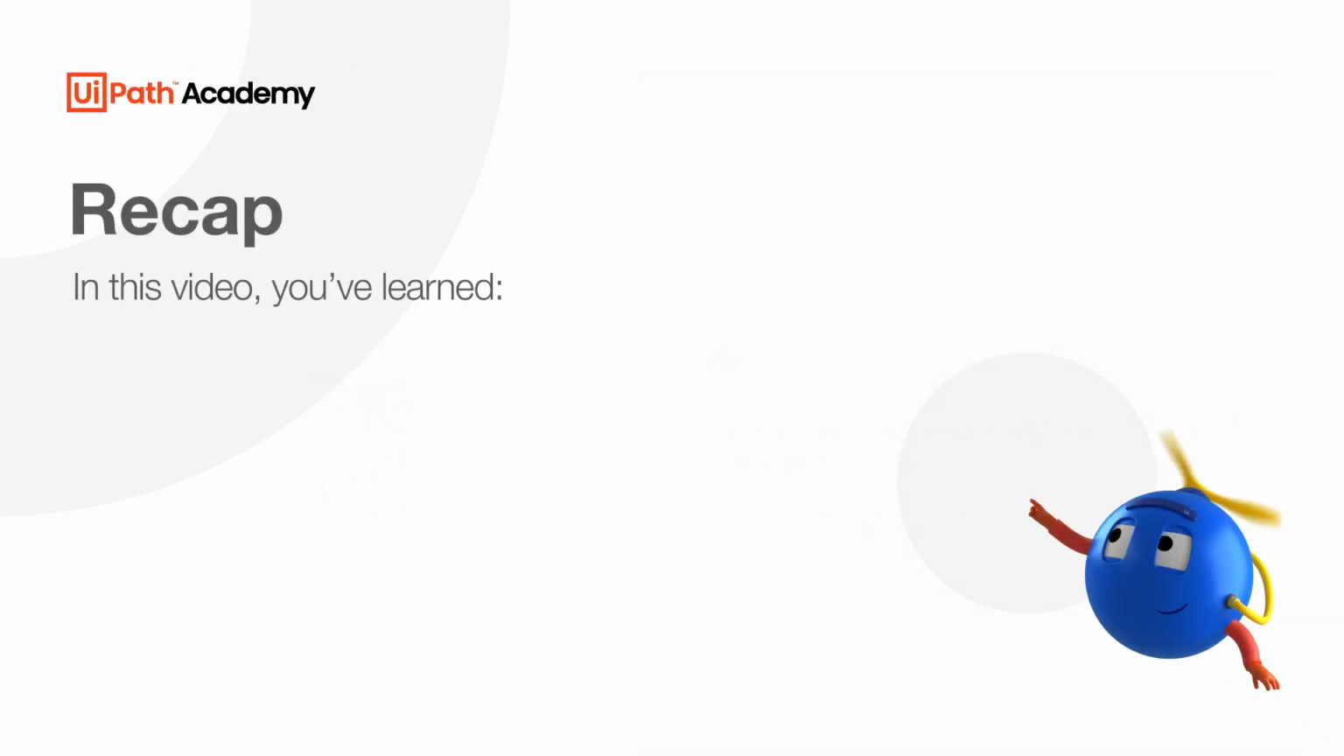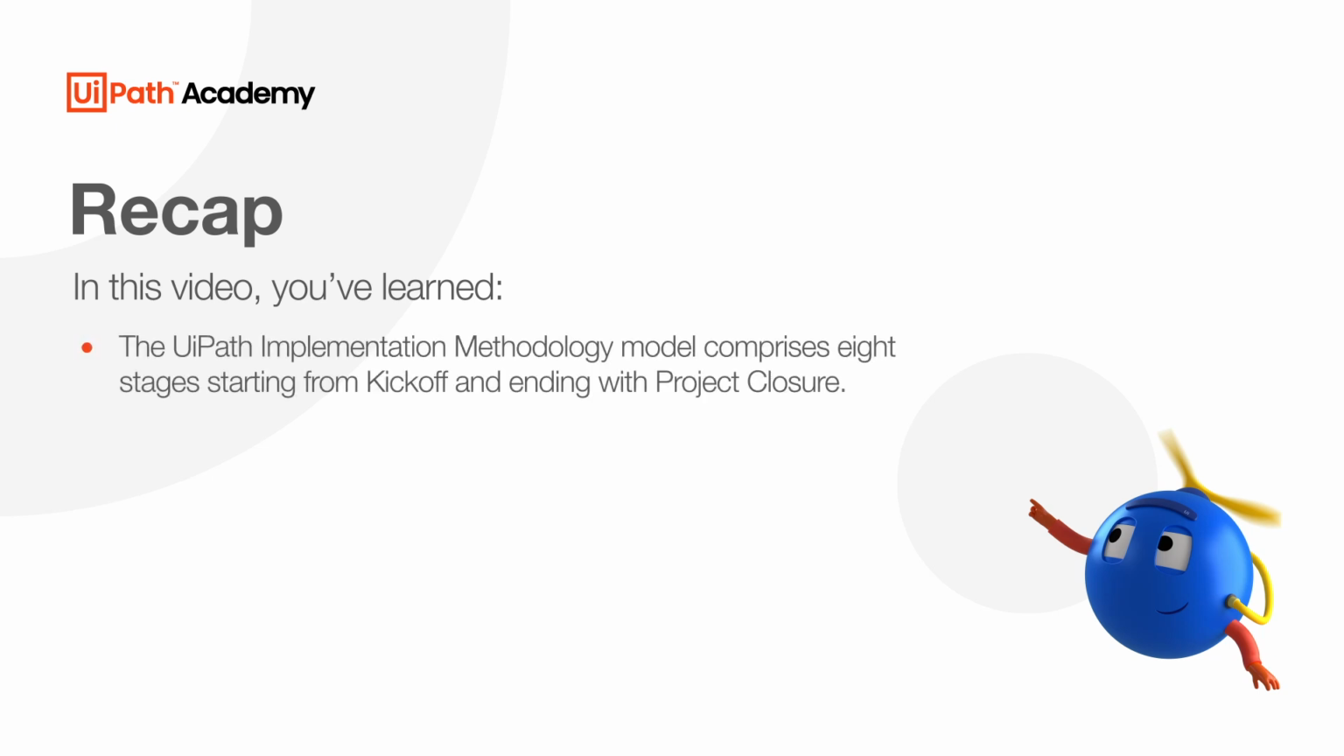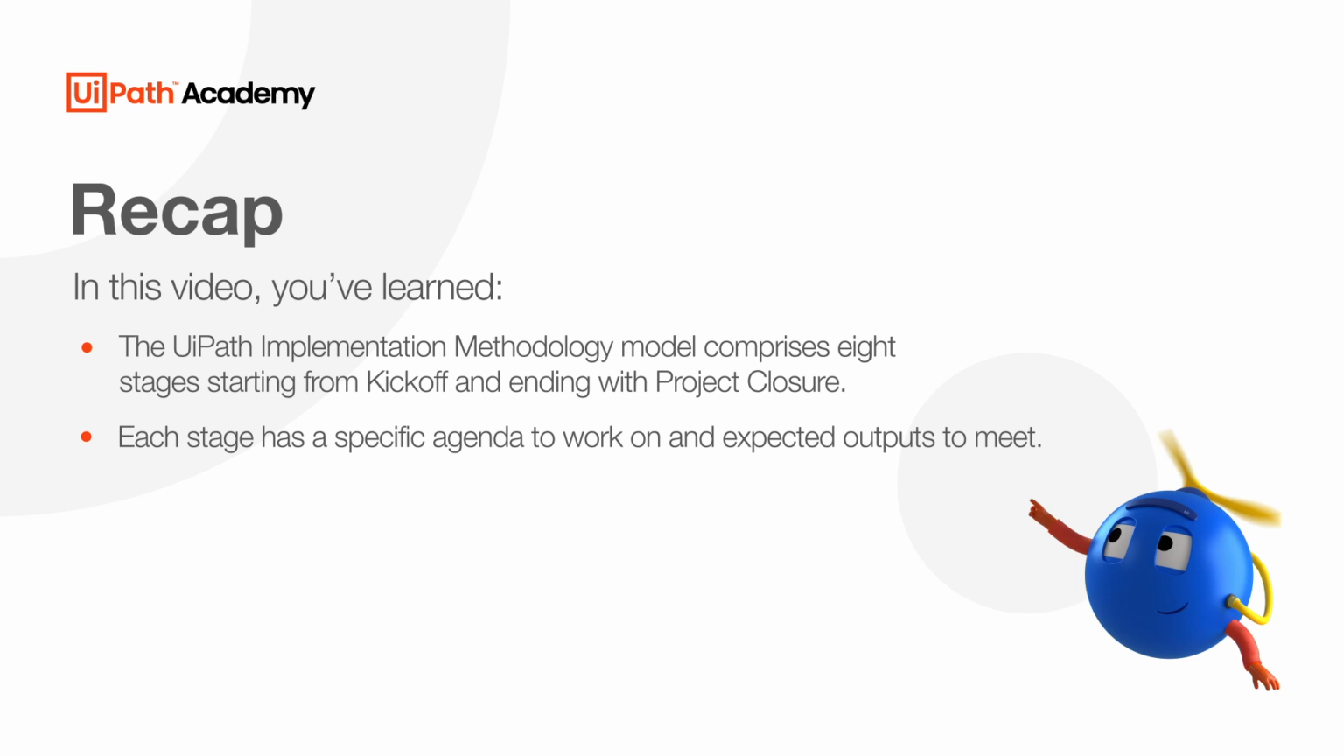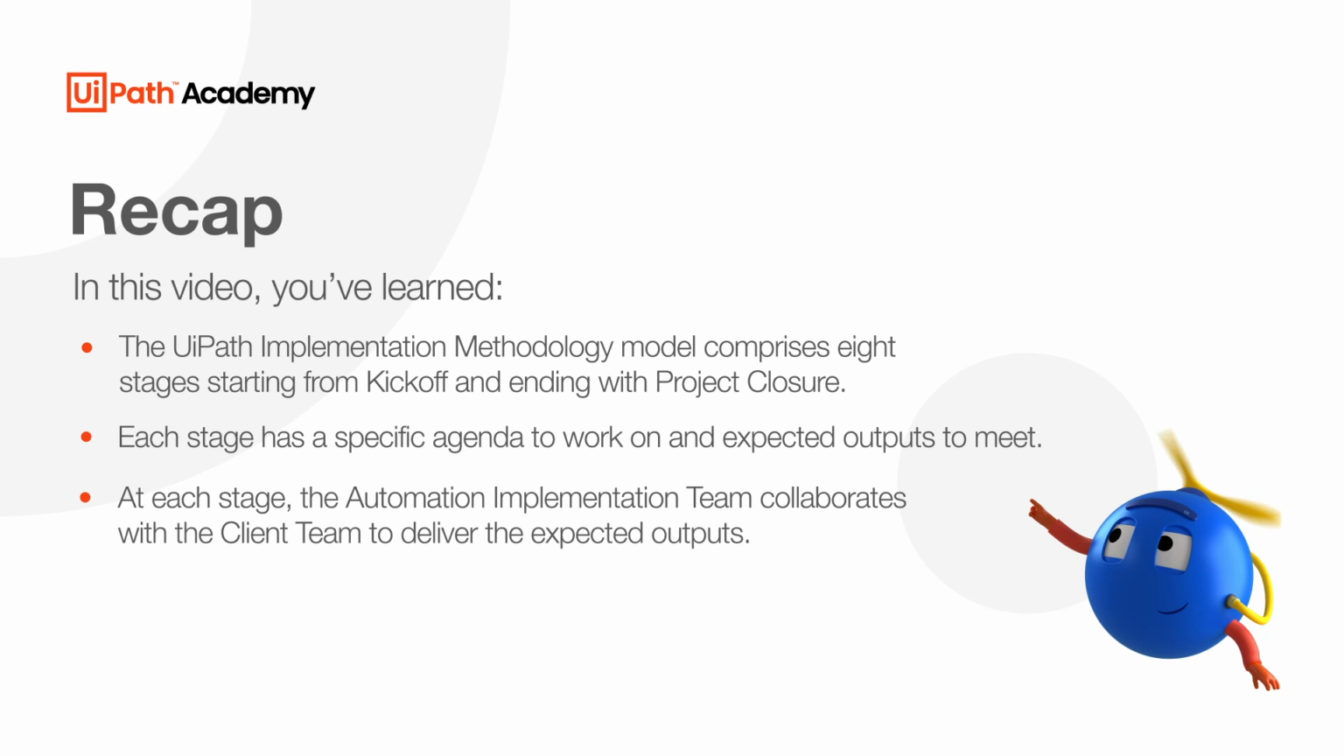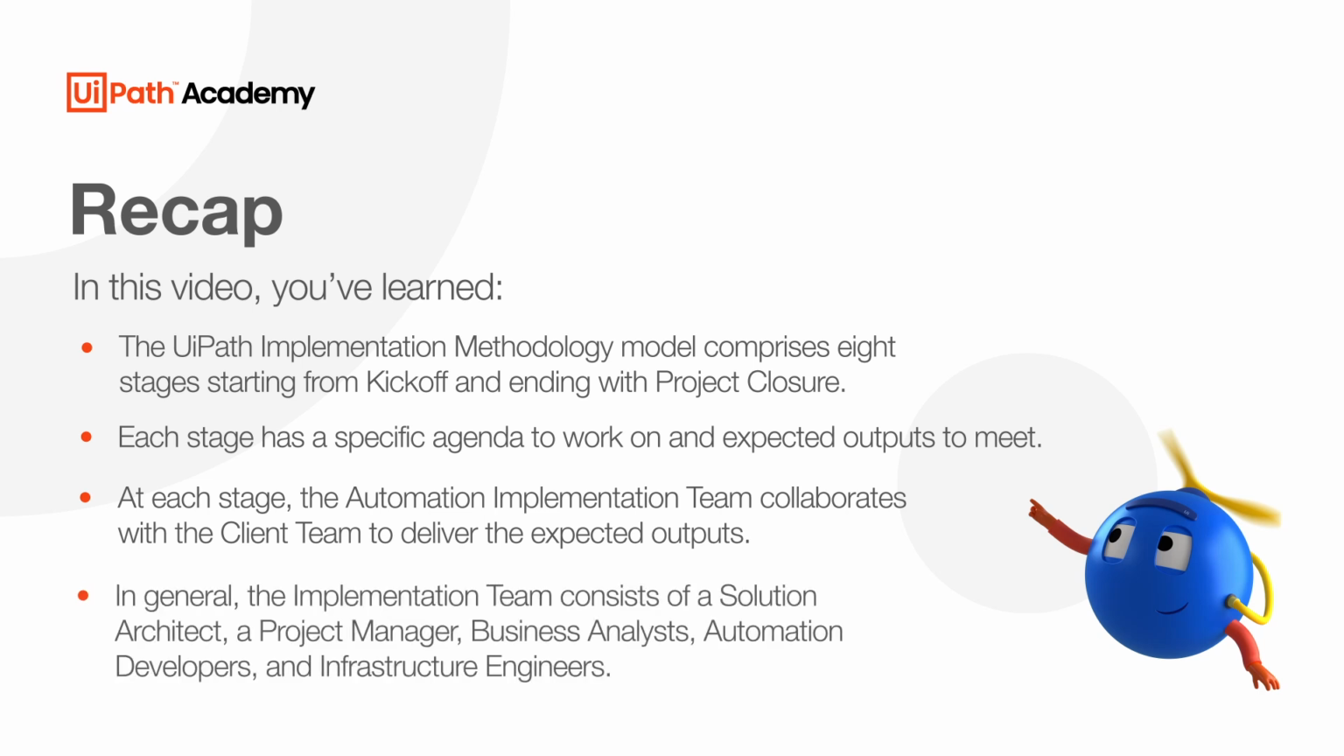Great! Now, before we conclude the video, let's have a quick recap. There are 8 stages in the UiPath automation implementation methodology model, starting with kickoff and ending with project closure. Each stage has a specific agenda to work on and expected outputs to meet. At each stage, the automation implementation team collaborates with the client team to deliver the expected outputs. In general, the implementation team consists of a solution architect, a project manager, business analysts, automation developers, and infrastructure engineers.